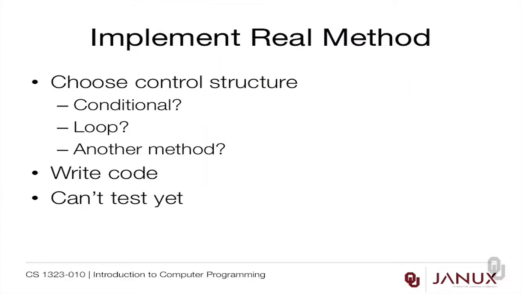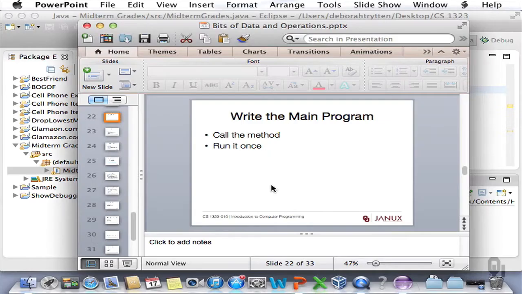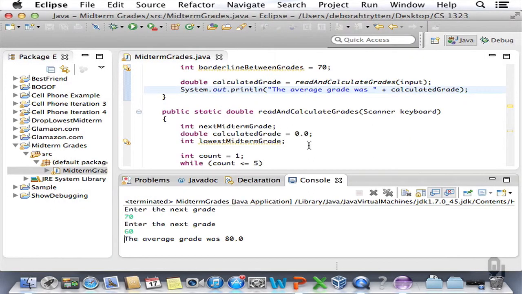So now we're ready to implement the real method. We've chosen the control structure. It definitely needed to be a loop. And we've written some code for that. We've even tested a little bit. But what we haven't done is dropping the lowest grade. So let's go and do that part.